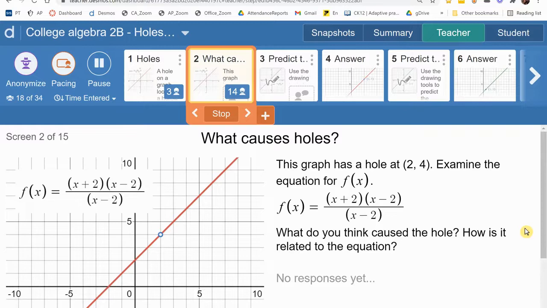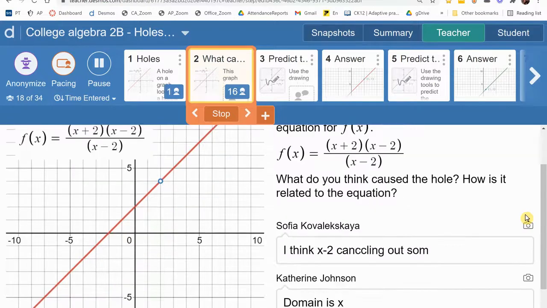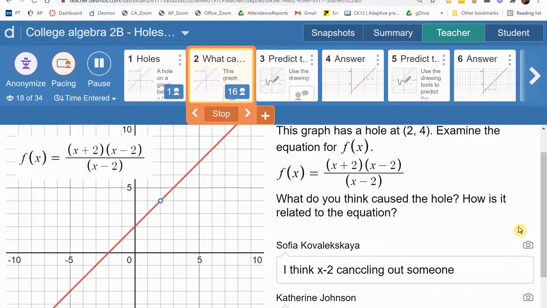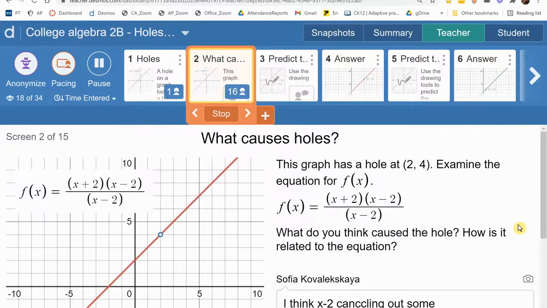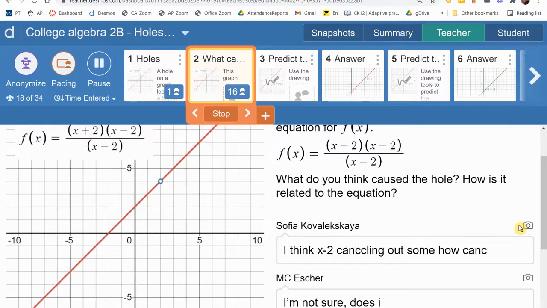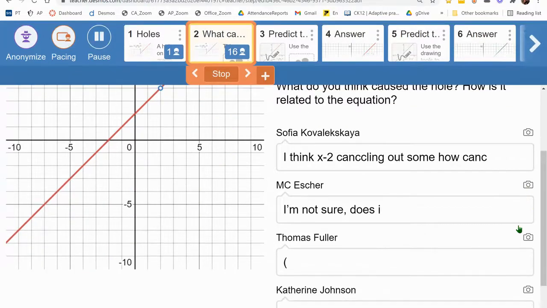Okay, so I'm going to swoop you all to the second screen here. And if you would please type into the response box, and I'll be watching to kind of highlight the good points and gently correct some misconceptions if they show up. Remember, see what your actual name is on the screen so that you know if I'm talking to you. Why is the hole where it is? What caused it? And how is it related to that equation?